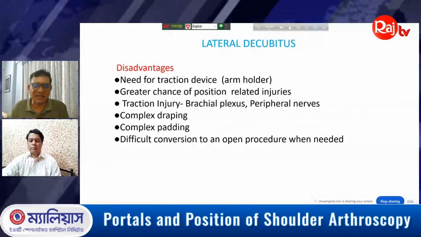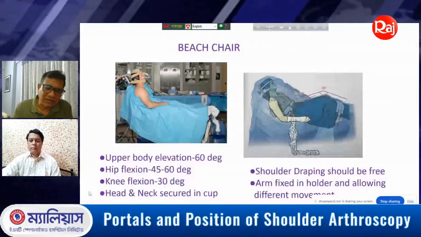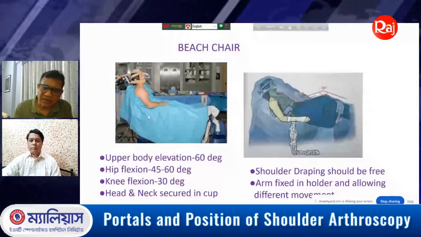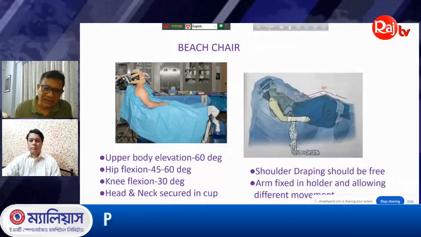And next is the beach chair position. In this position, upper body elevation is about 60 degrees, hip flexion you can see about 40 to 60 degrees, and knee flexion 30 degrees.